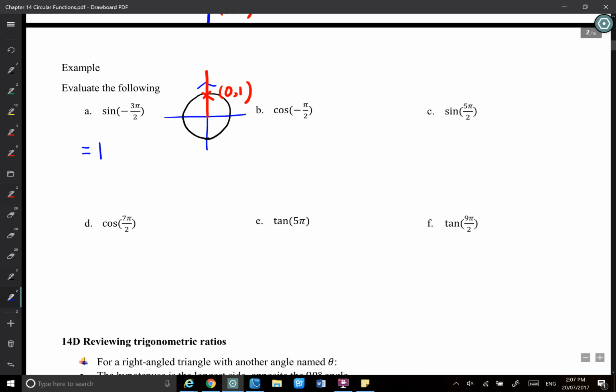Okay, cosine negative pi over 2. Cosine negative pi over 2. Okay, which will be here.